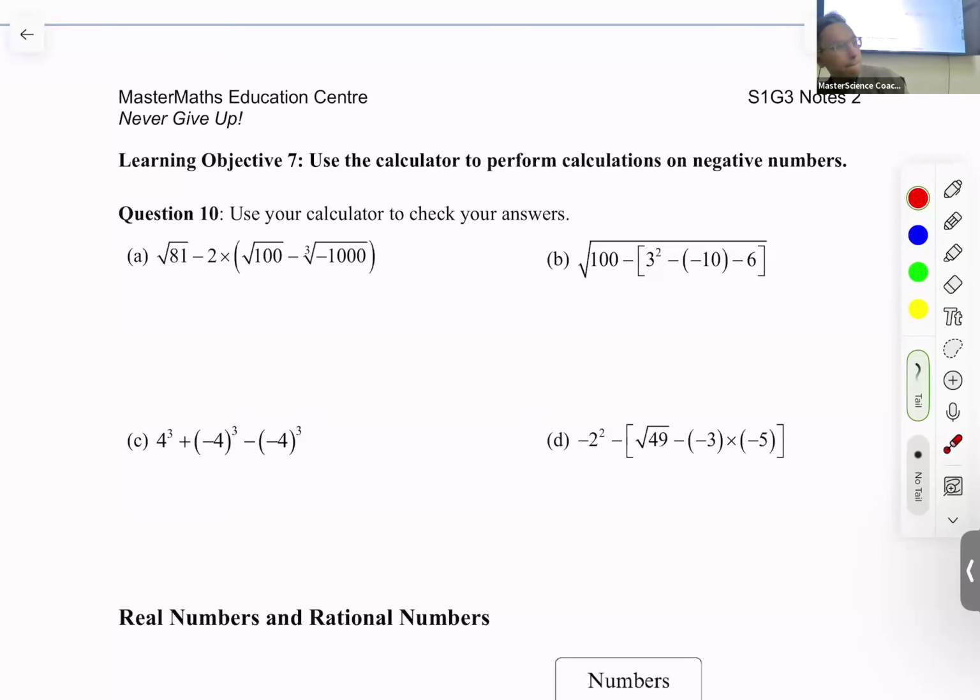What's that? Which one? B. Okay, come. Okay, so where is your mistake? Okay, looks okay. 3 square minus 10 minus 6. Okay. So, do you press equal? Yeah. Try it.